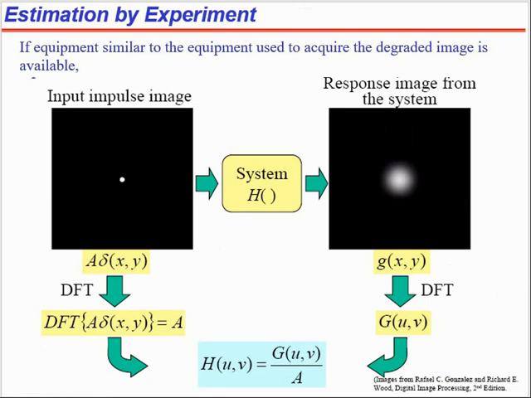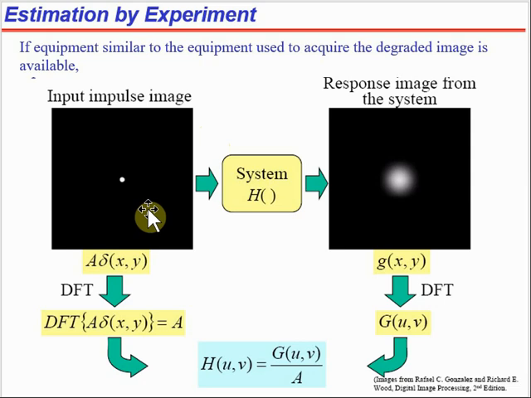If equipment similar to the equipment used to acquire the degraded image is available, it is possible in principle to obtain an accurate estimate of the degradation. Images similar to the degraded image can be acquired with various system settings until they are degraded as closely as possible to the image we wish to restore. Then the idea is to obtain the impulse response of the degradation by imaging an impulse, a small dot of light, using the same system settings. An impulse is simulated by a bright dot of light, as bright as possible to reduce the effect of noise to negligible values.